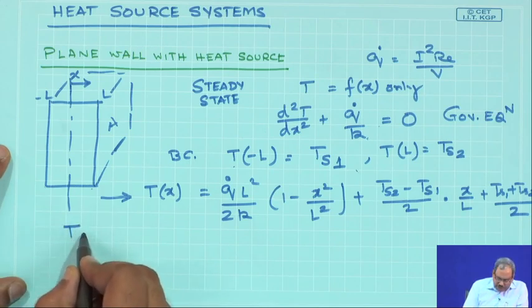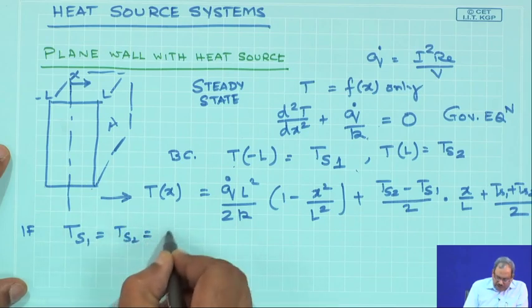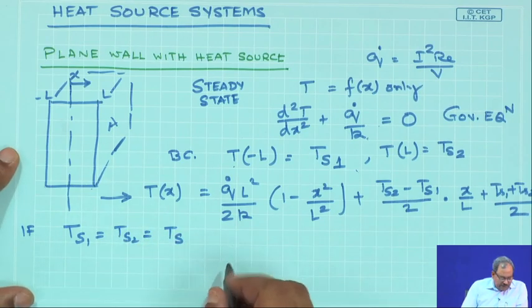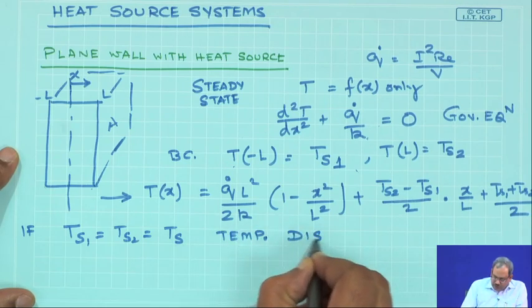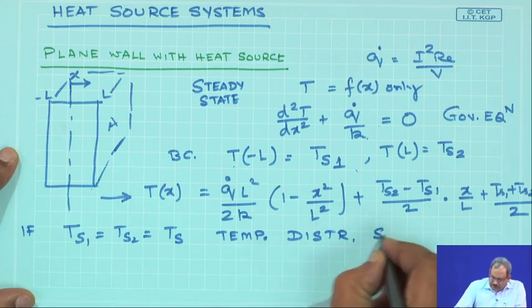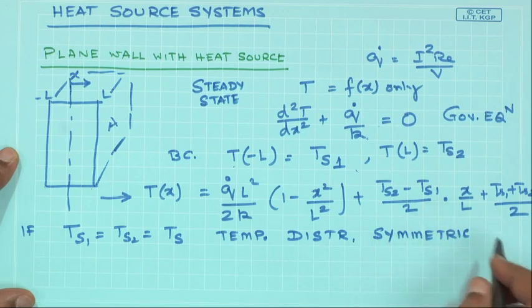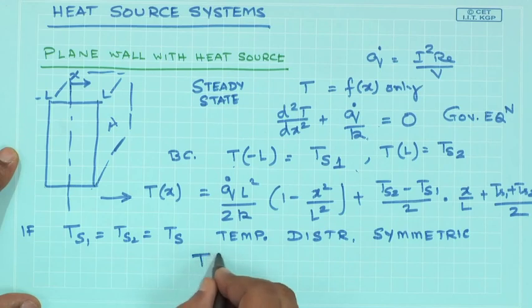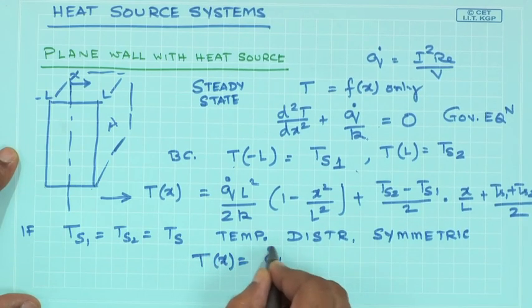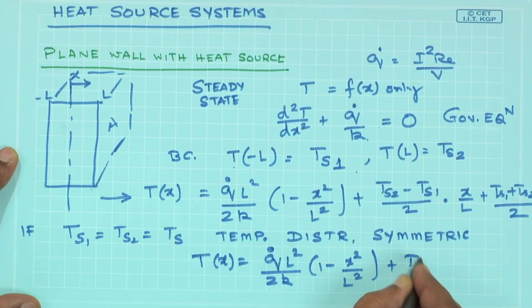If it is so that T s1 is equal to T s2 and let us call it as T s, if that is the case, then what you see is that the temperature distribution would be symmetric at x equals 0, and the temperature distribution would simply be T of x is q dot L square by 2k times 1 minus x square by L square plus T s.